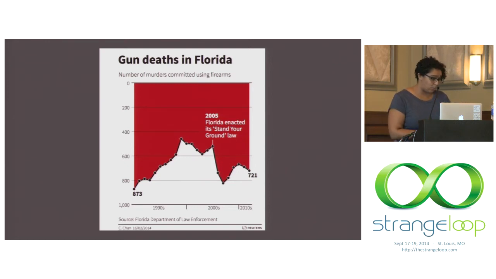This is a piece by Reuters that was showing the gun death rate in Florida around the Stand Your Ground law. And sadly, because she was focused on actually communicating the information, with this blood dripping down in the sadness, it actually shows the totally wrong story, right? It looks like it goes down when it goes up. And that's a big problem.